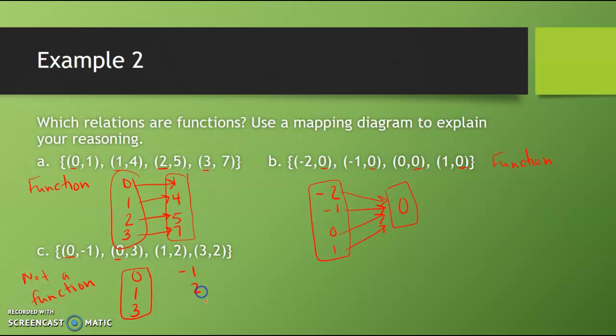Okay, here we have -1. I'm going to put the 2's next, and then the 3. Okay, I like to put mine in order. So I'm going to draw 0 to -1, and then 0 to 3, and then 1 to 2, and 3 to 2. But again, because that 0 is going to two different numbers, this is not a function.